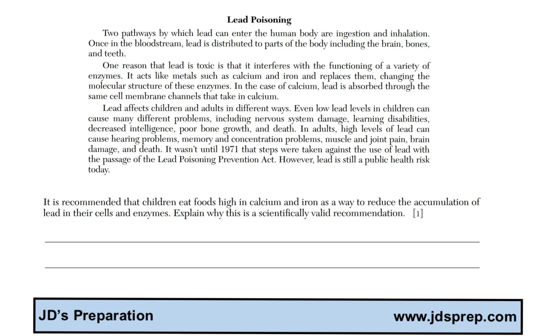It is recommended that children eat foods high in calcium and iron as a way to reduce the accumulation of lead in their cells and enzymes. Explain why this is a scientifically valid recommendation. Well, we know that adding calcium and iron in their diet could potentially help offset any possible lead contamination, especially since we see here in the paragraph that it acts like metals such as calcium and iron and replaces them, and this could change the molecular structure of these enzymes.